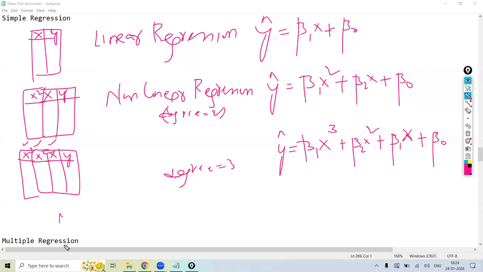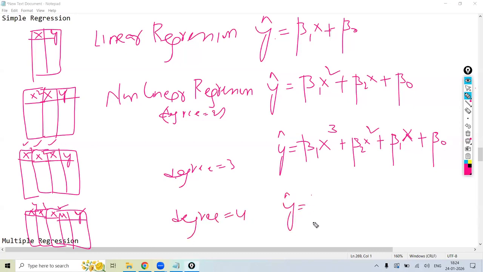Now again the same data will be given to us, x and y. Now we are going to create the x square column, x cube column, and x to the power of 4 column. Now the equation with degree 4: y hat is equal to beta 1 x to the power of 4 plus beta 2 x to the power of 3 plus beta 3 x square plus beta 4 x plus beta naught. Everyone is clear? Equations.